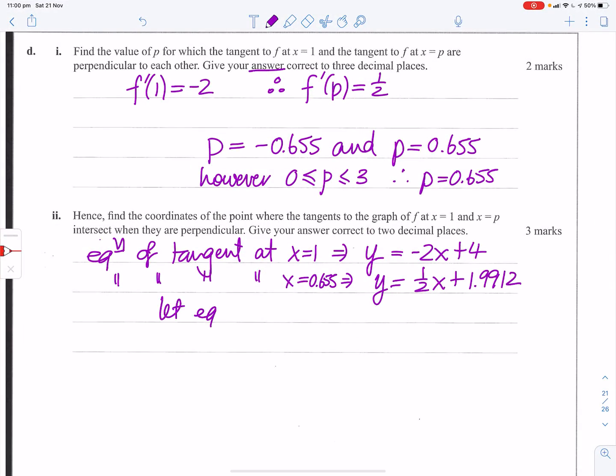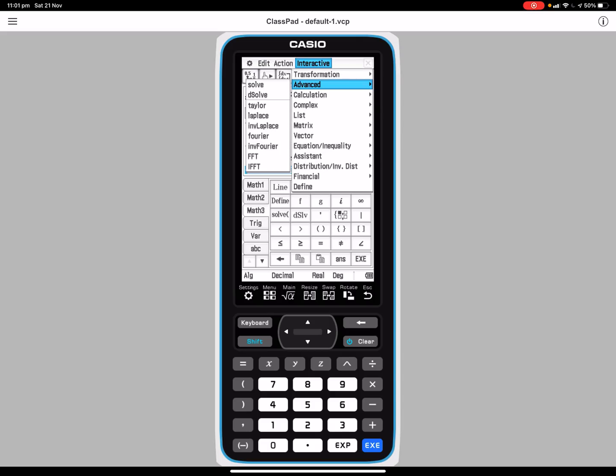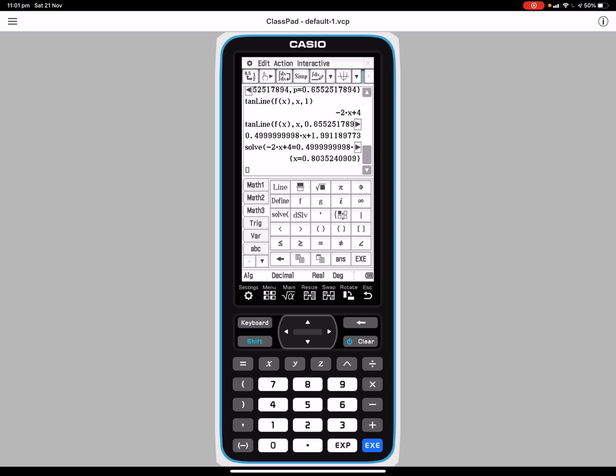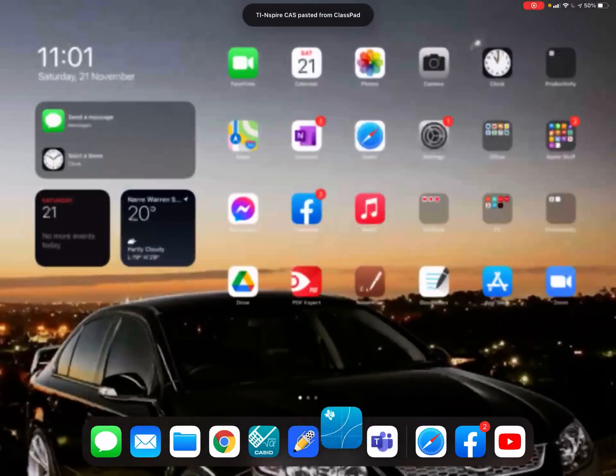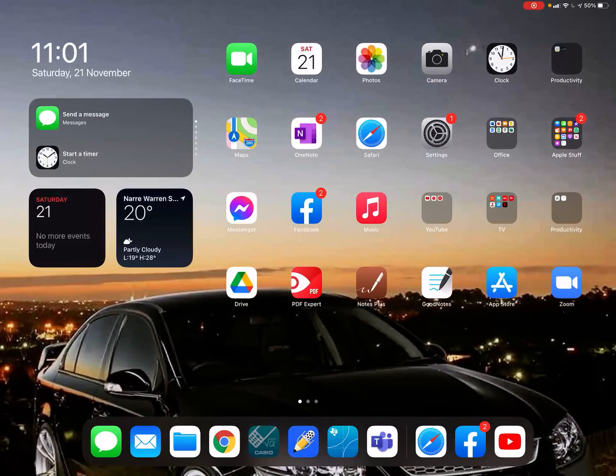So we let the tangents be equal. Therefore, we get that is equal to that. Solve it for x, 0.8035. To 2 decimal places, it's 0.80.